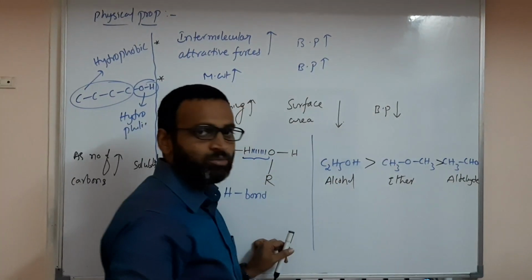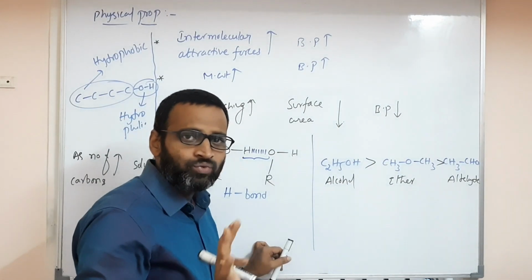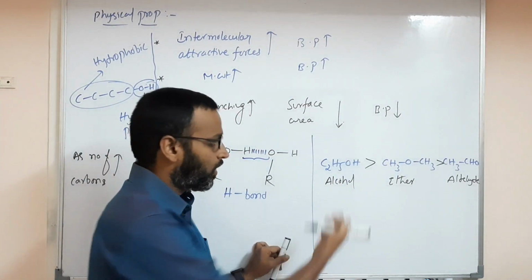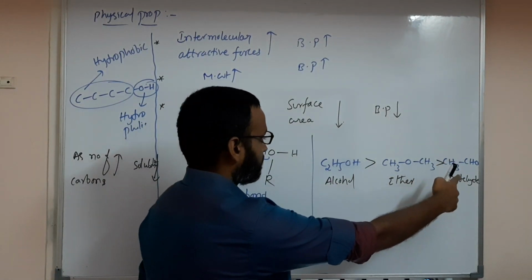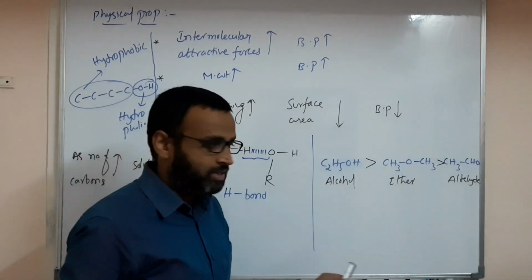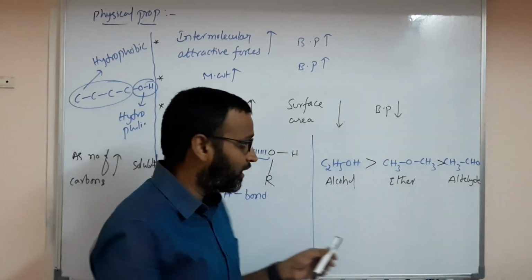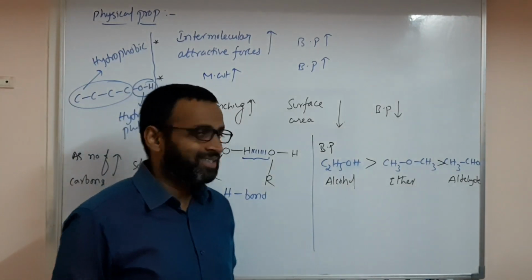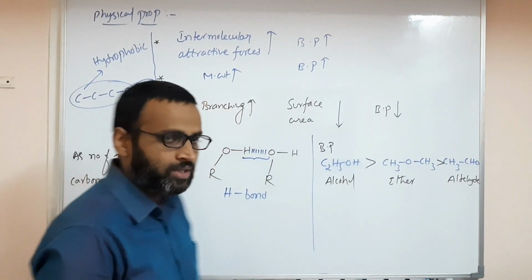Why alcohol has a higher boiling point: alcohols have the ability to form hydrogen bonds. Understanding? These have the same molecular weight, 46, and this has two hydrogens less, so 44. But why does alcohol have the higher boiling point? This is the order of boiling point. What is the reason? Hydrogen bond is the reason. Understood, sir? So this is about it.